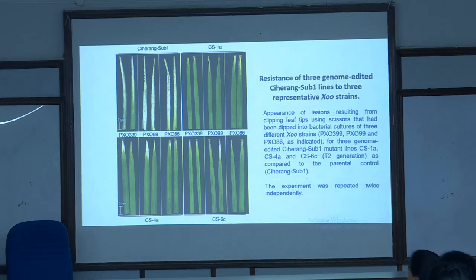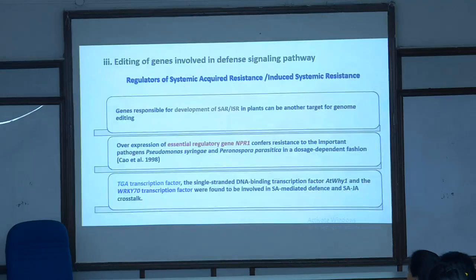This is a slide that I borrowed from that particular paper, and you can see here there's a complete resistance on those edited SWEET gene-edited lines in rice against diverse Xanthomonas isolates, right? So we'll move on to the third approach.